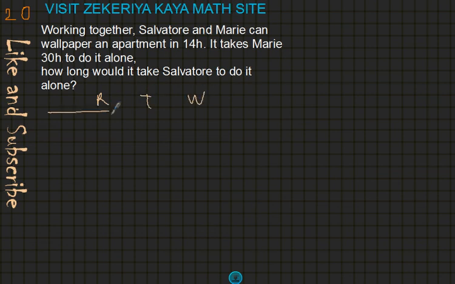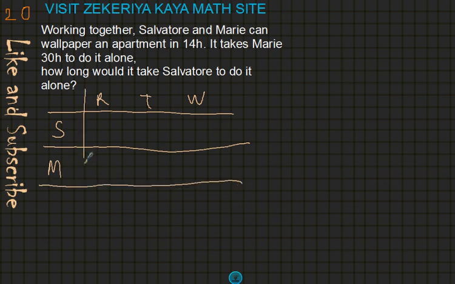So, we must prepare the table, as always. In that table, we need rate, time, and work. So, how many people are there? There are 2 people. The first one has a very long name, which I don't want to read. It starts with S. The second one is Mary. I can read it. So, we must complete this table. What do we know about them?